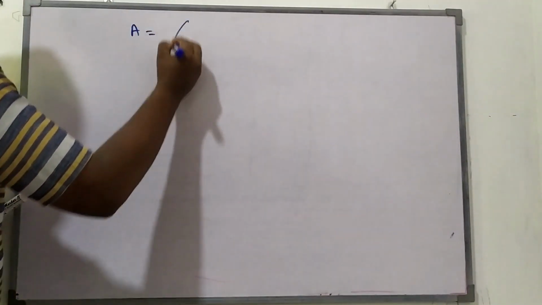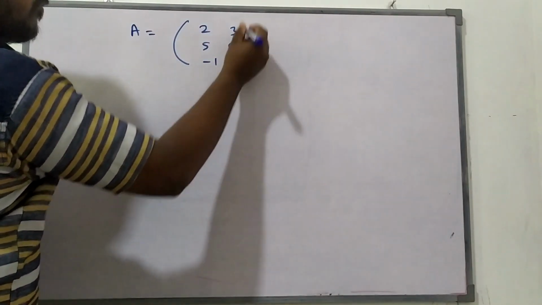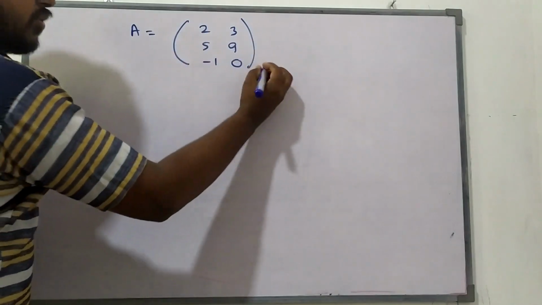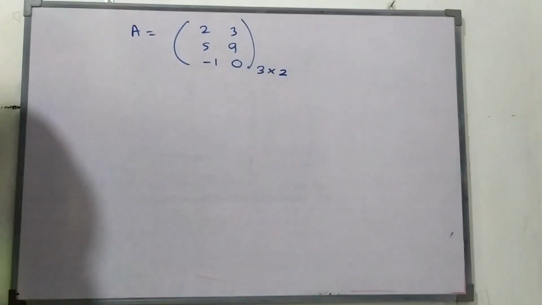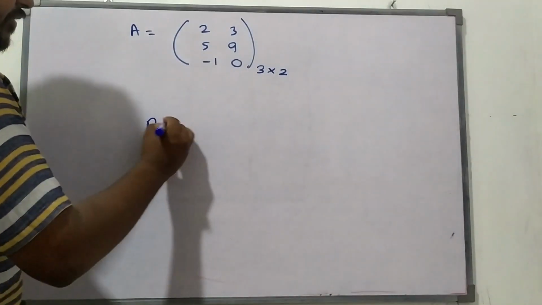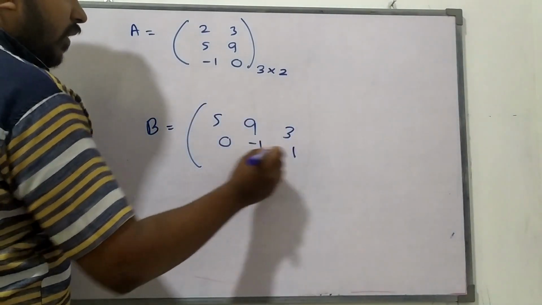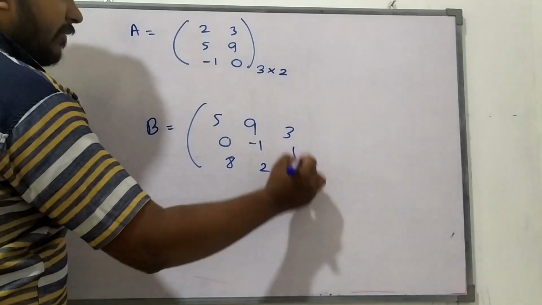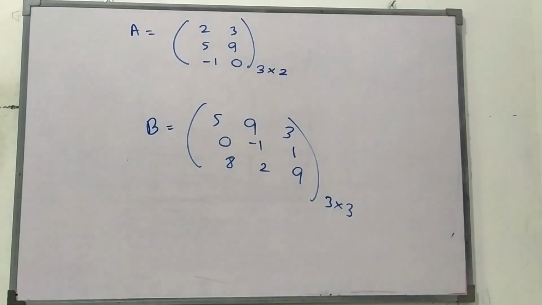So assume we have a matrix capital A: 2, 3, 5, 9, minus 1, 0. And we have 3 rows and 2 columns. A 3 by 2 matrix. Assume another one, capital B: 5, 9, 3, 1, 0, minus 1, 8, 2, 9. So a 3 by 3 matrix. The order is simply the number of rows into the number of columns.